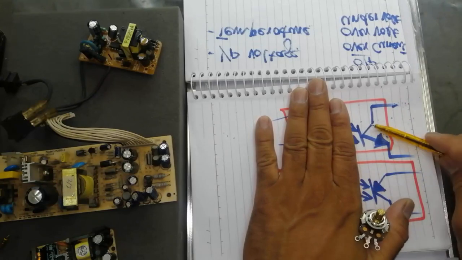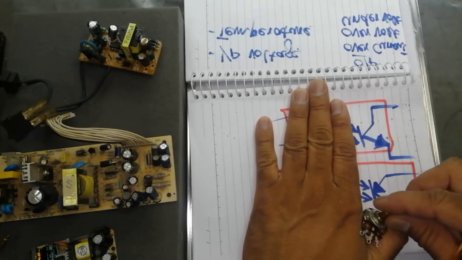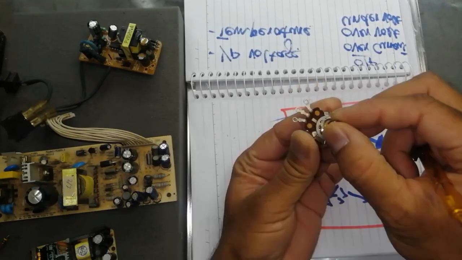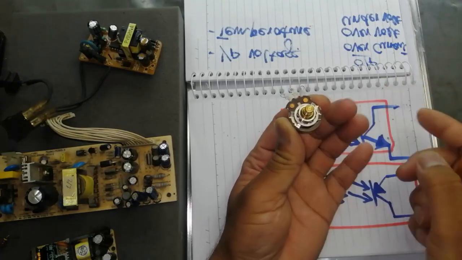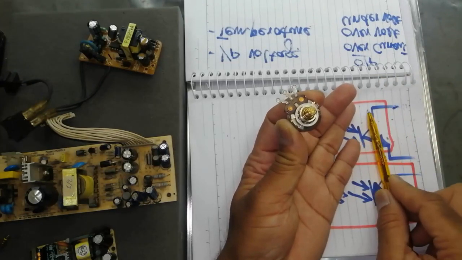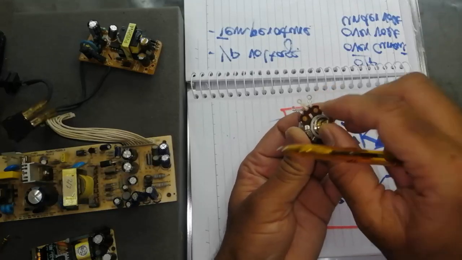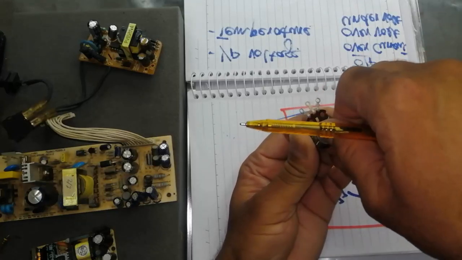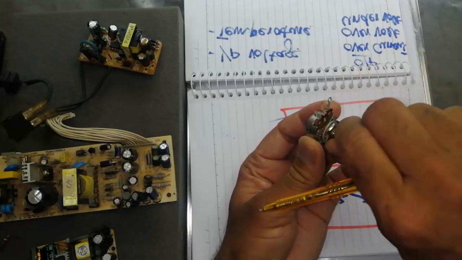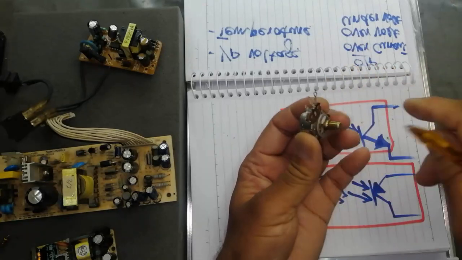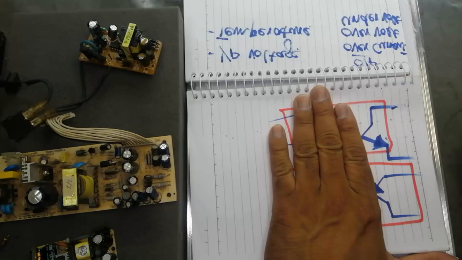When we make a correct biasing for this transistor, it will behave like a potentiometer. When we make a special biasing for this transistor, it will behave like a potentiometer, like this. It will increase, decrease, increase, decrease. This is a BJT, bipolar junction transistor.